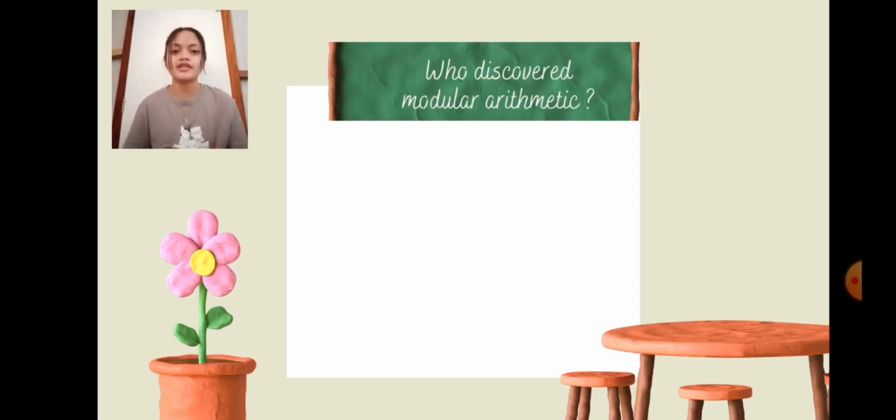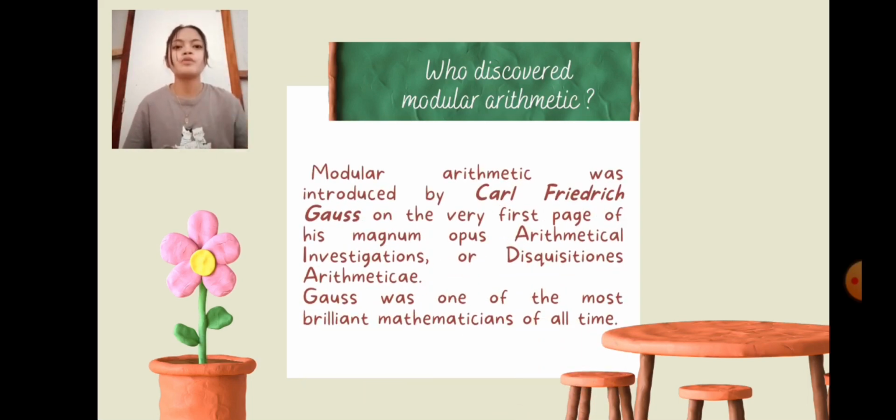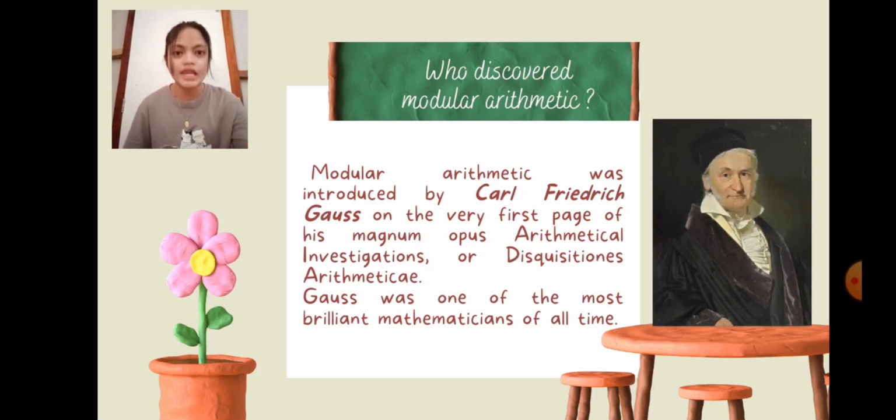So before anything else, let's just know who discovered modular arithmetic. Modular arithmetic was introduced by Carl Friedrich Gauss on the very first page of his magnum opus Arithmetical Investigations, or Disquisitiones Arithmeticae. Gauss was one of the most brilliant mathematicians of all time. So this is Carl Friedrich. Very handsome, no?